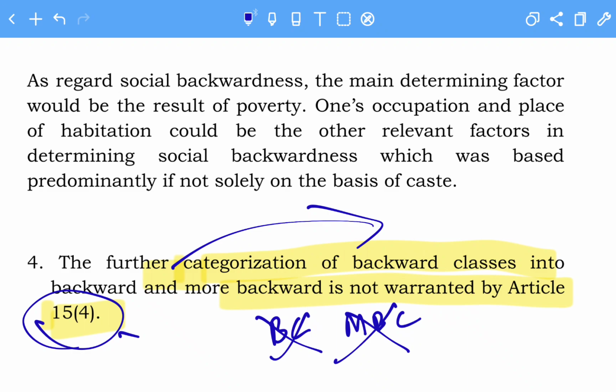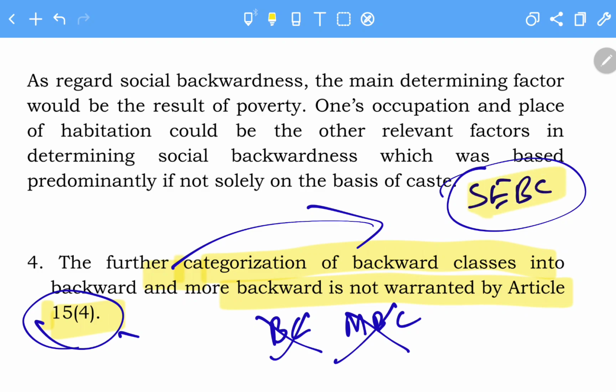One more important thing which you will find is that in order to understand the definition of the SCBC, how to identify a socially educationally backward class, the court made a point here. When you are going to identify this SCBC community, then in that case, you can also look into the occupation and the place of habitation. These can also be relevant factors in determining social backwardness, because there are certain people who are engaged in those kinds of occupations, living in those kinds of places of habitation, where they are very much in the backward communities, or they are very much having backwardness.